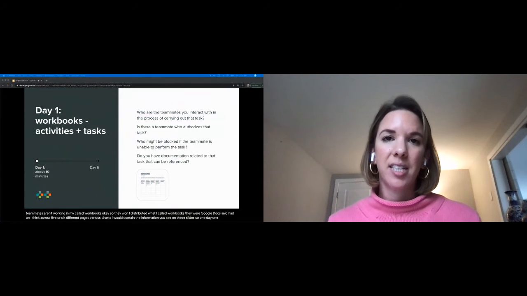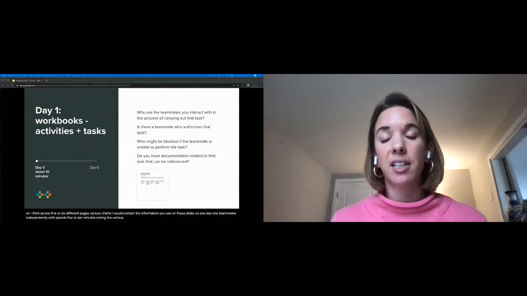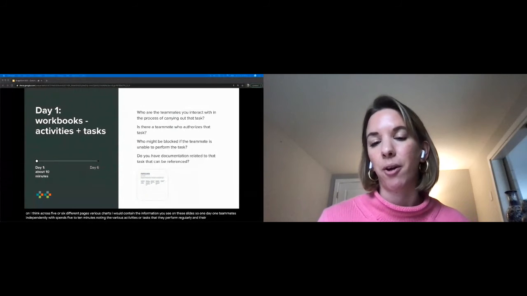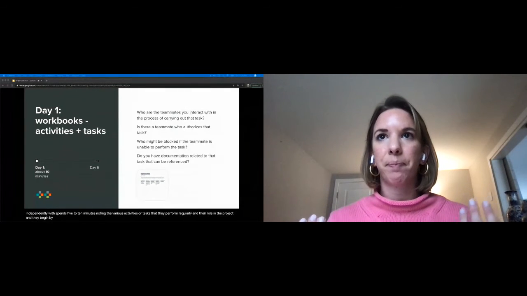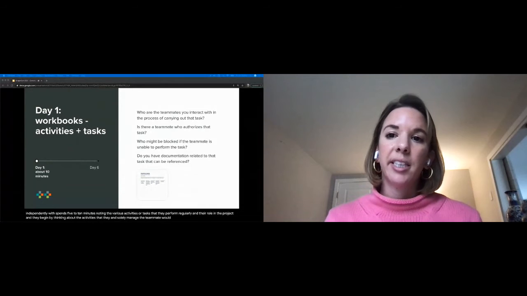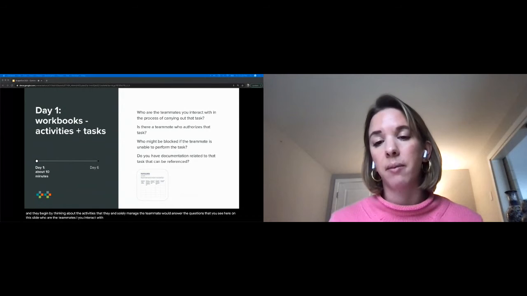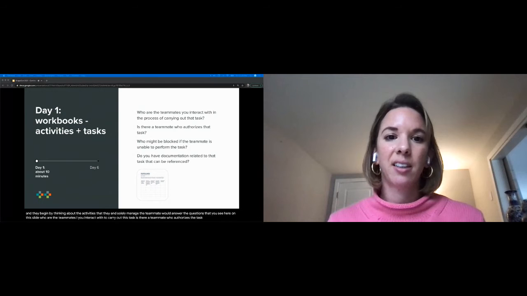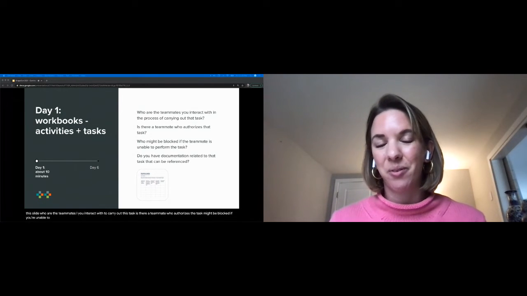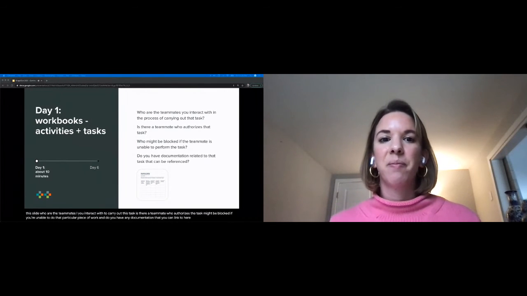So on day 1, teammates independently would spend 5 to 10 minutes noting the various activities or tasks that they perform regularly in their role on a project. And they begin by thinking about the activities that they and solely they contribute towards or manage. The teammate would answer the questions that you see here on the slide. Who are the teammates that you interact with to carry out this task? Is there a teammate who authorizes the task who might be blocked if you're unable to do that particular piece of work? And do you have any documentation that you can link to here referencing the task?